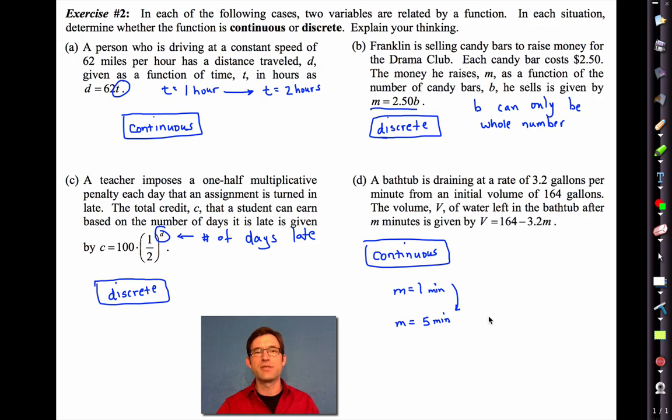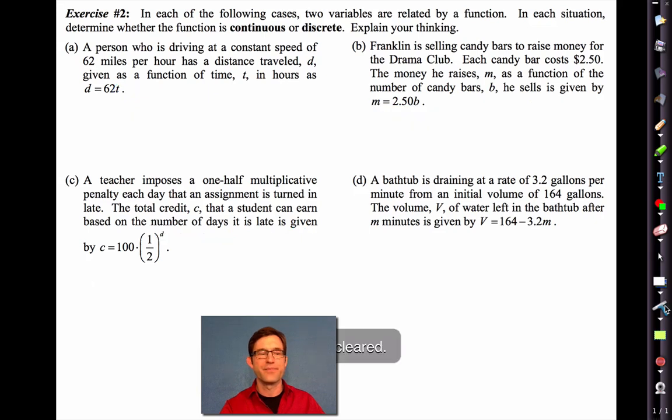That's different from letter C, where D is measuring the number of days, but that input can't be anything but a whole number of days. Here, we could certainly put in a fractional number of minutes, even an irrational number of minutes. All right? So I'm going to scrub out the screen. Pause it now if you need to. Okay, let's get rid of the text.